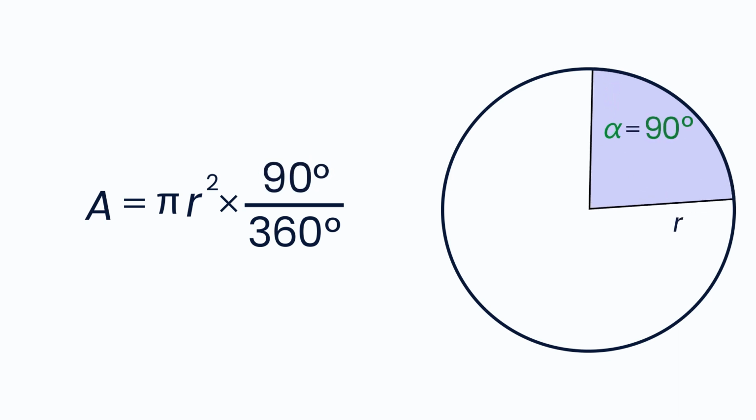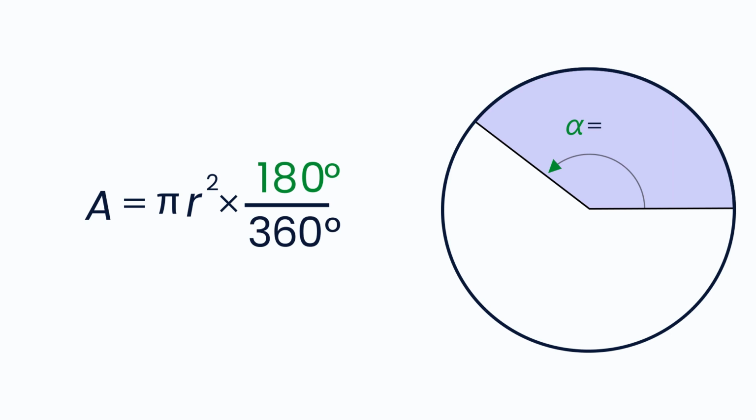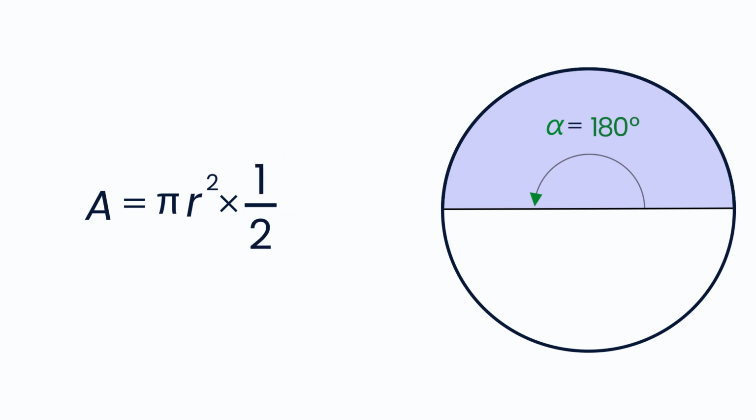If alpha equals 90 degrees, the area of the sector equals 1/4 of the area of the circle, because 90 over 360 equals 1/4. If alpha equals 180 degrees, the area of the sector equals 1/2 of the area of the circle, because 180 over 360 equals 1/2.